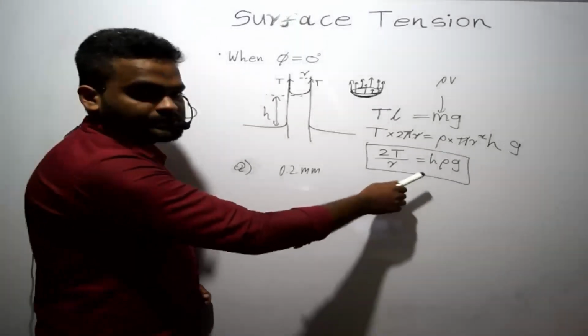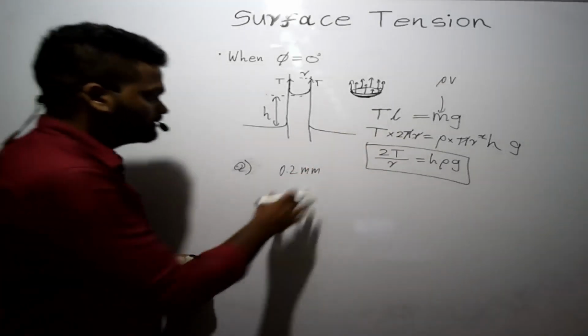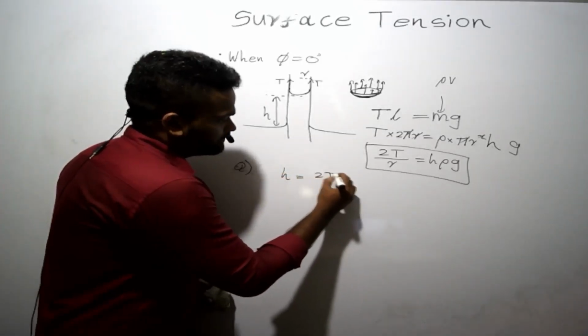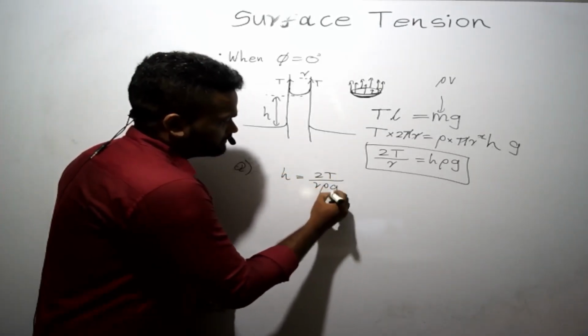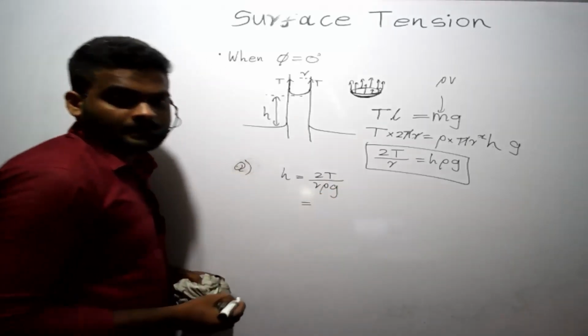You can directly use this. You don't have to prove this again. You can directly use 2T divided by r rho g. Then you just substitute.